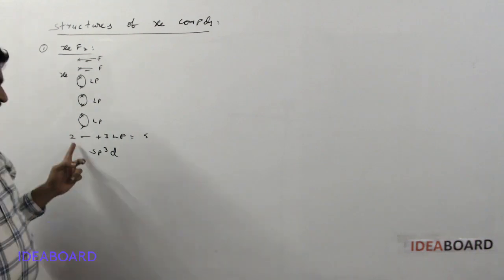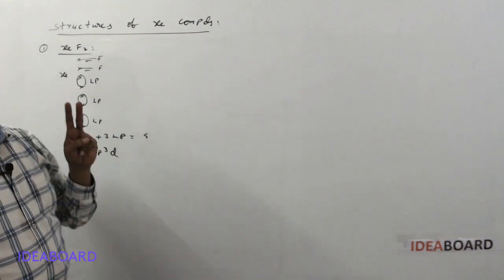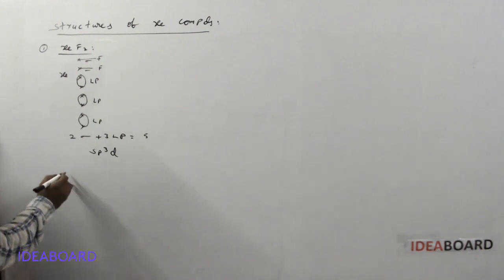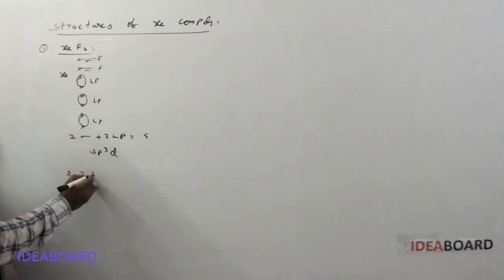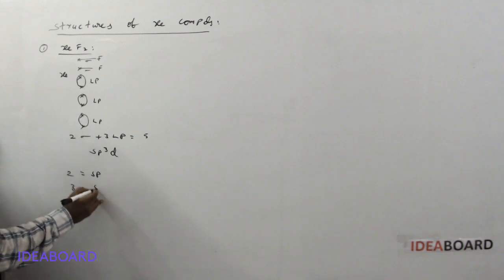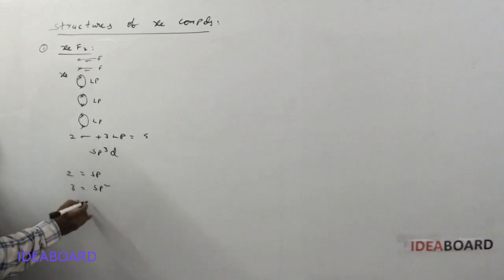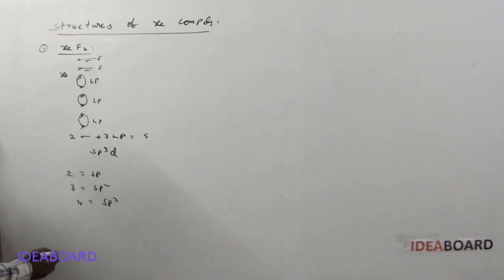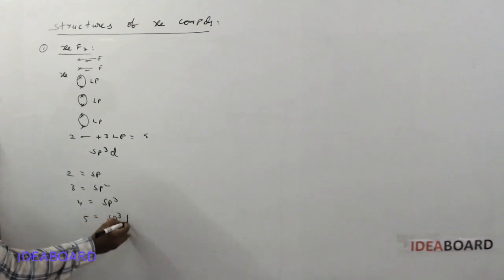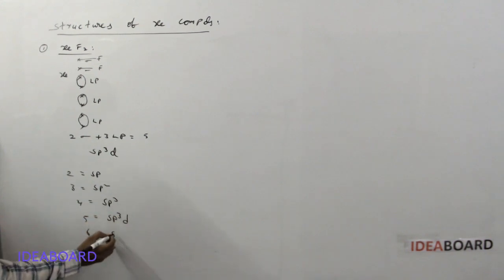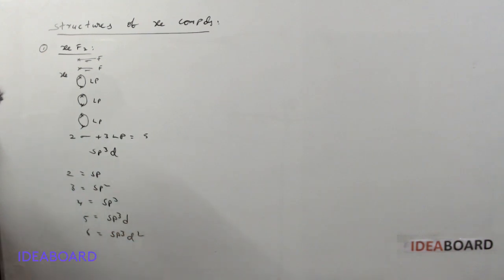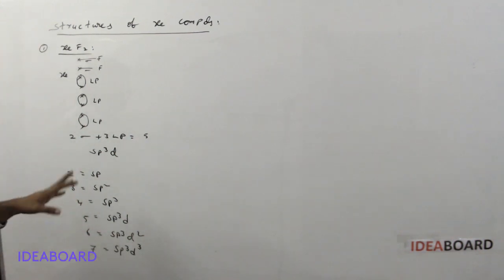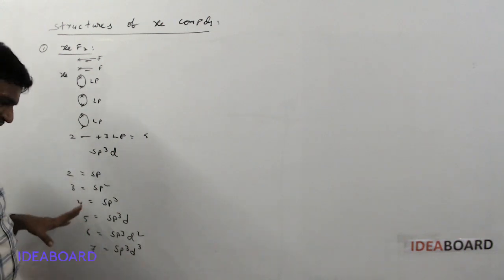Whenever the total of sigma bonds plus lone pairs around the central atom is 2, that is sp hybridized. If it is 3, sp2 hybridized. If it is 4, it is sp3 hybridized. If it is 5, it is called sp3d hybridized. If it is 6, it is sp3d2 hybridized. If it is 7, it is sp3d3 hybridized. I think you studied this hybridization concept in the first year, in the chemical bonding chapter.